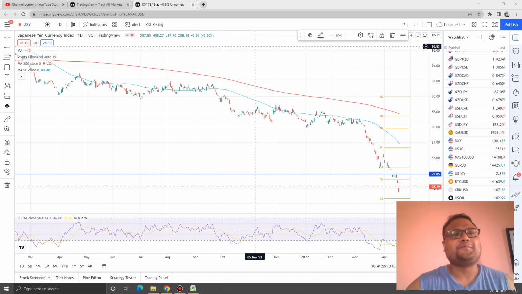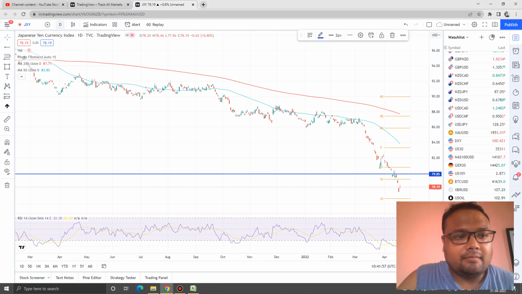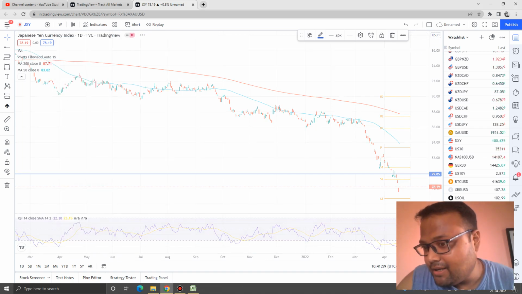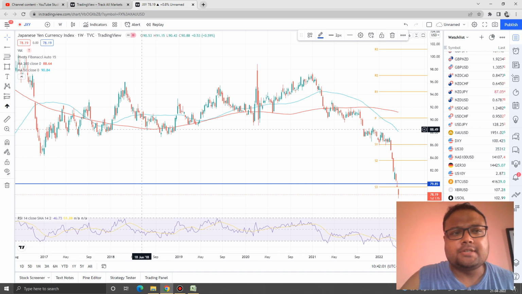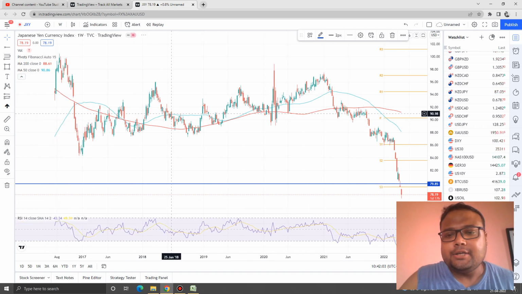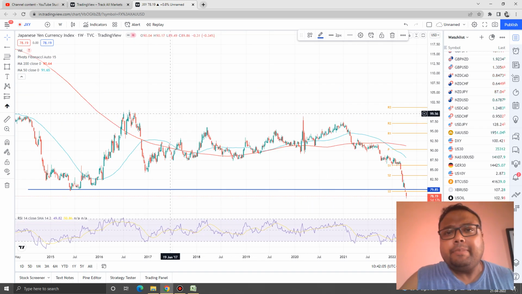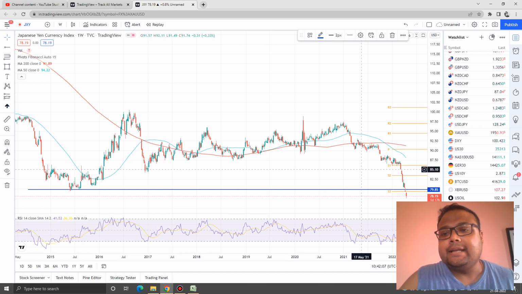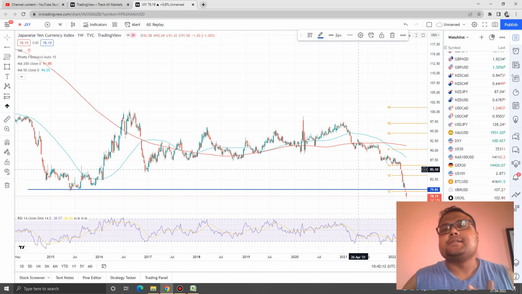So let's get started. This is the daily chart of JXY. In my previous video on USD JPY, I clearly showed that JXY, the Japanese Yen Index, was standing at a very crucial support. And as we all know, all the JPY pairs have been flying for the last couple of weeks because JPY has been showing a significant fall.